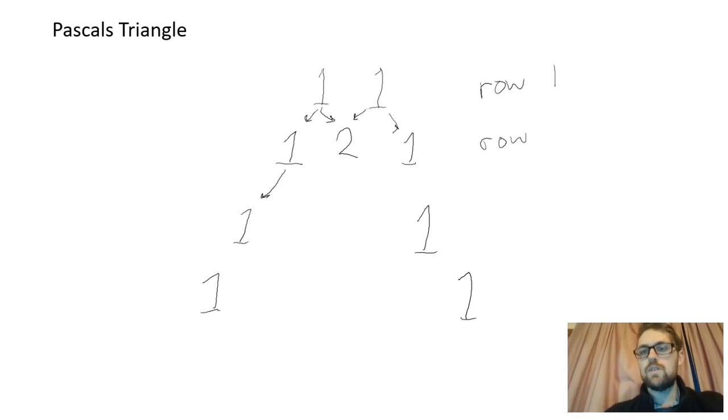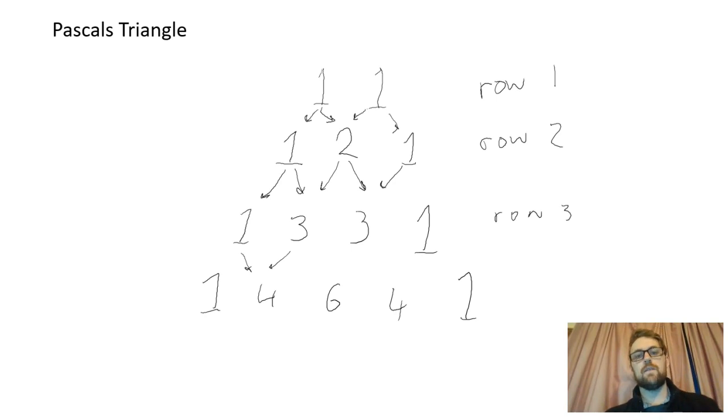In row 2, we've got 3 numbers. Row 3, we're going to have 4. So we get the drop down of our 1, and then this number here is going to be 1 plus 2 is 3, and this one's going to be 2 plus 1 is also 3. And again, we keep dropping down. We get 1 plus 3 is 4, 3 plus 3 is 6, 3 plus 1 is 4, and it keeps going on like this forever.